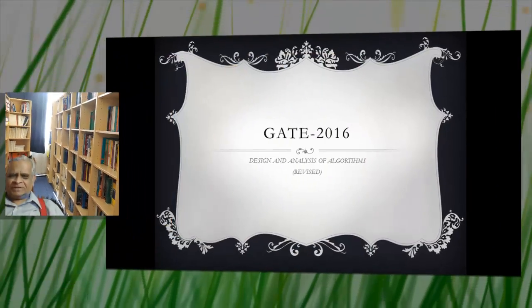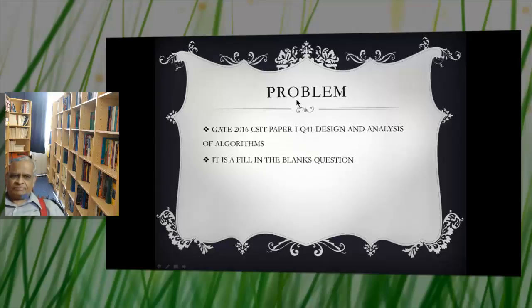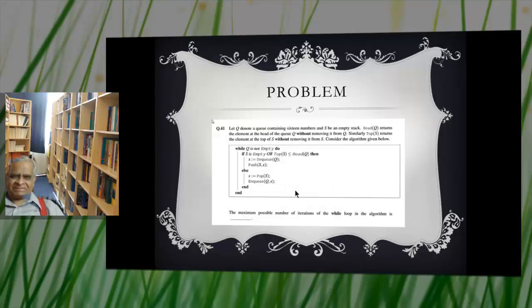GATE is a competitive examination taken by millions of students every year in India. This is from the February 2016 question paper in Computer Science and Information Technology, in the design and analysis of algorithms. Here is the problem. GATE 2016, Computer Science and Information Technology, Paper 1, Question 41 on the design and analysis of algorithms. It's a fill in the blanks question.